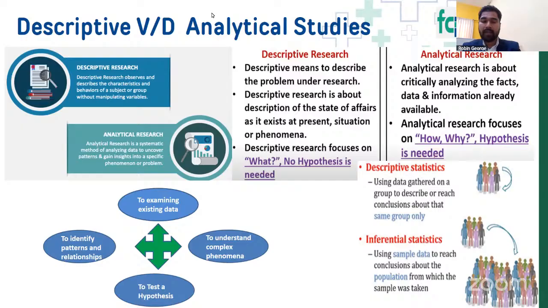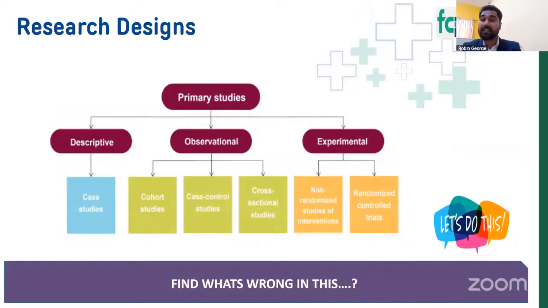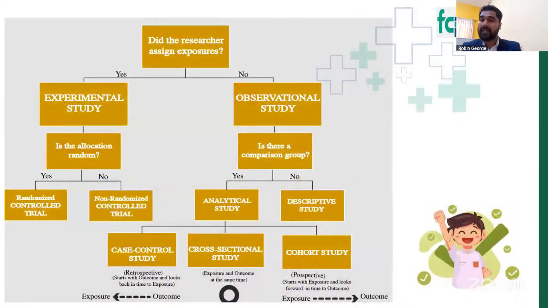Again, I want you all to be clear on the basic classification: research design is mainly divided into two. One is experimental study and the other is observational study. Experimental studies are again divided into randomized control trials and non-randomized control trials. Observational studies are again divided into descriptive studies and analytical studies. We have already understood the difference between descriptive and analytical.